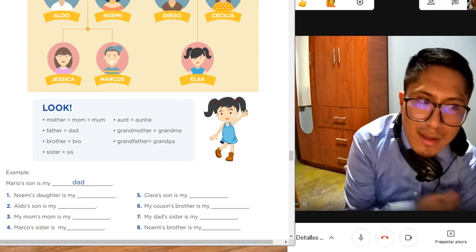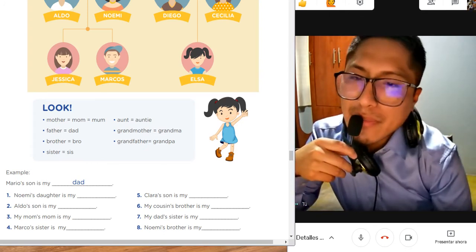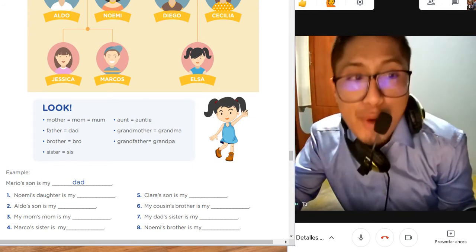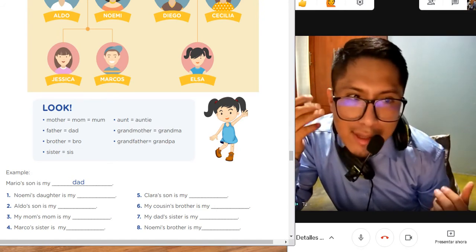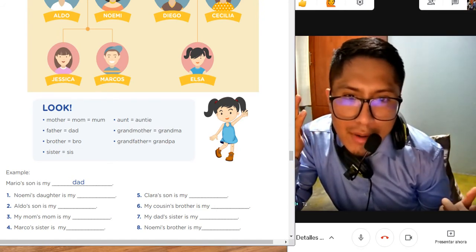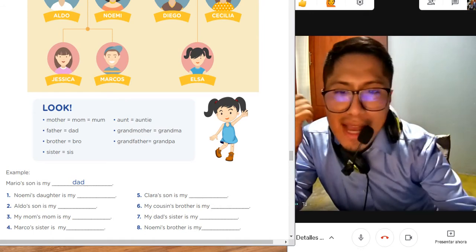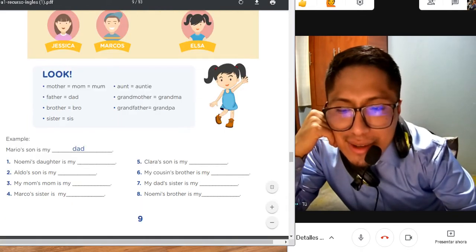Mother, podemos decir mom. Father, dad. Brother, we can say also bro. Podemos decirle bro. Sister, sis. Aunt, auntie. Grandmother, grandma. And grandfather, grandpa. Okay? Ahora ustedes tienen que practicar y escoger la alternativa correcta en ese sentido.